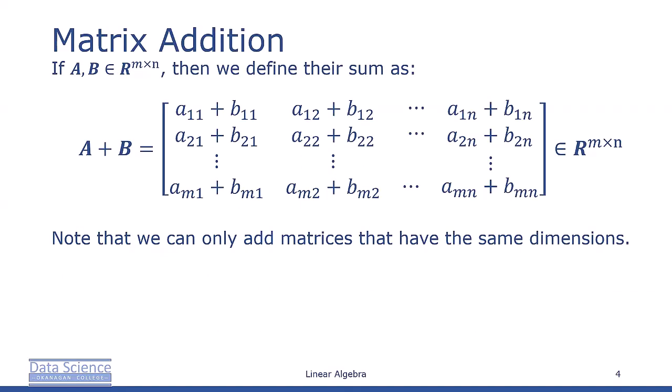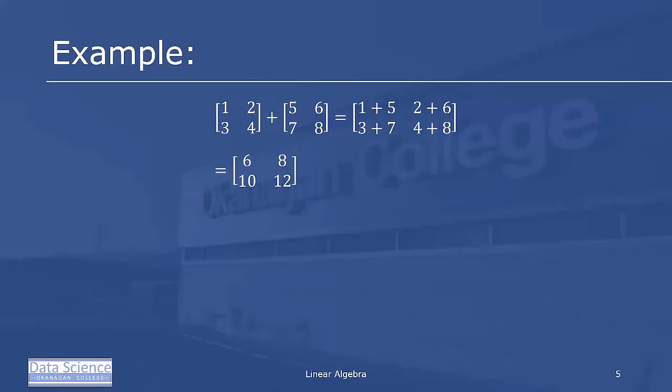The sum of two matrices, A plus B, is defined element-wise. That is, we add the entries of A to the entries of B that are in the same spot. In order to do this, obviously, A and B have to have the same dimensions. Here's an example. If we take the matrix 1, 2, 3, 4 and add it to the matrix 5, 6, 7, 8, you get 1 plus 5, 2 plus 6, 3 plus 7, 4 plus 8, or 6, 8, 10, 12.